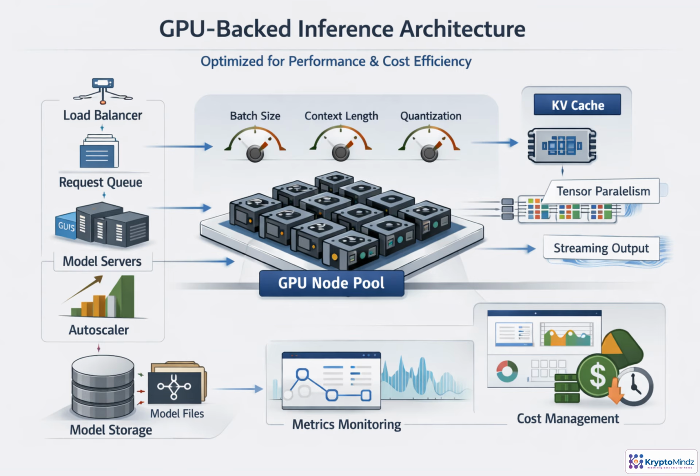GPU inference is a pipeline, not just a large machine. Requests enter through a gateway, wait in a queue, and are routed to model servers on GPU node pools. Those servers load model artifacts from storage, then generate tokens under tight memory limits. The main tuning levers are batch size, context length, quantization, tensor parallelism, KV cache strategy, and whether responses stream token by token. The goal is high GPU utilization without breaking P95 latency. Watch tokens per second, queue depth, memory, and idle GPU time, because that is where cost leaks tend to appear.